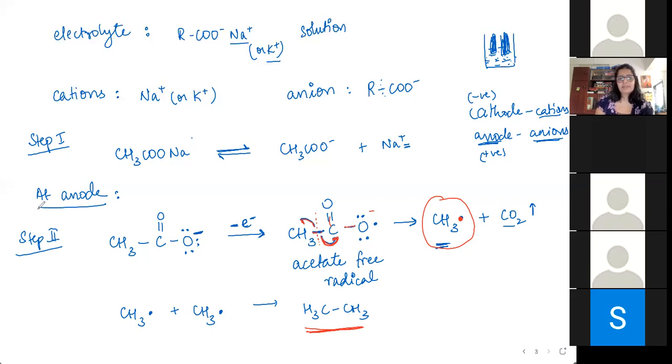So this is what happens. All of them are happening at the anode. Next, we'll see what's happening at the cathode. We can write this as step 3, because this happens after step 2.